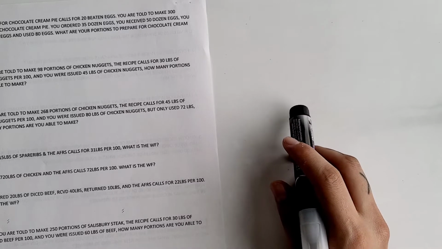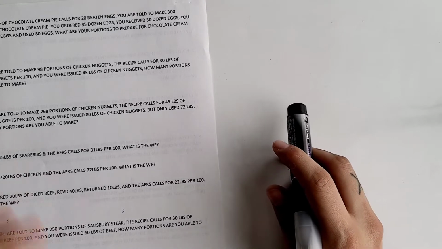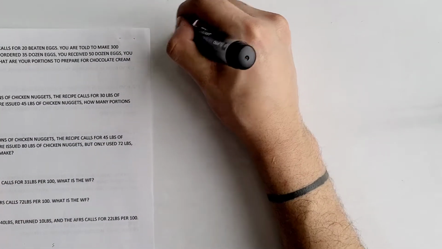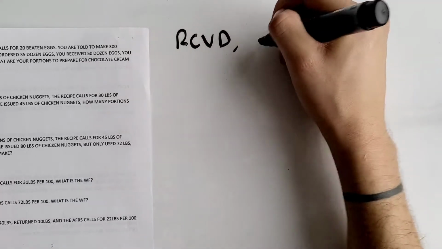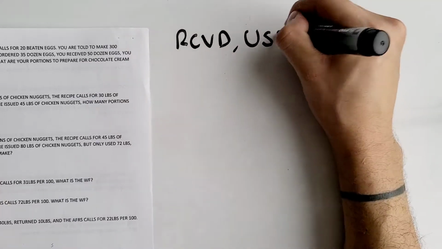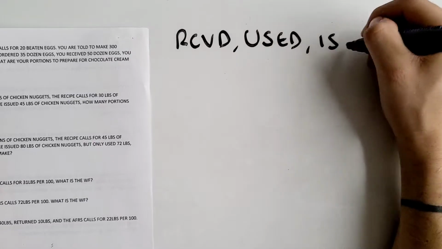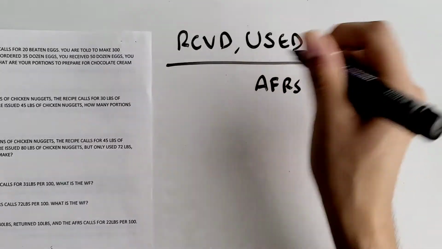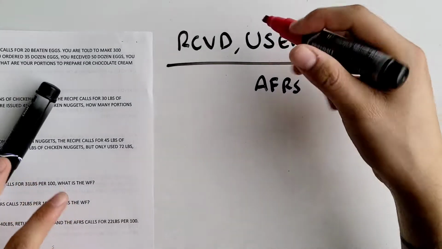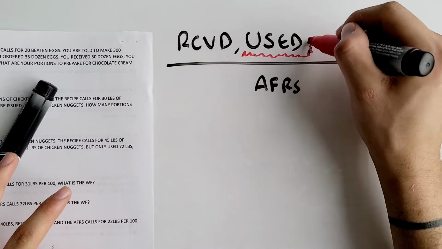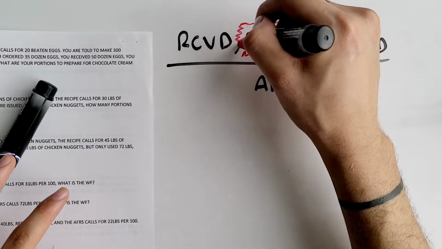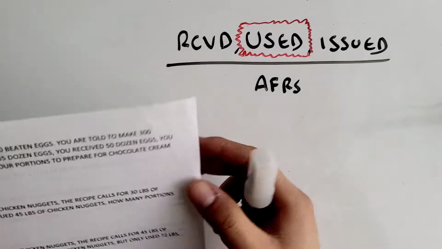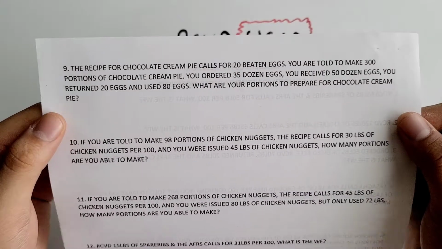Hey everyone, so we're going to continue on with our recipe conversions using our limited ingredient formula, which is your received (RCVD) or your used or issued, over your AFRS. So again, the main one you want to focus on is this one. This is one you want to look out for when it comes to these word problems. So we're gonna do number 9 and 10.